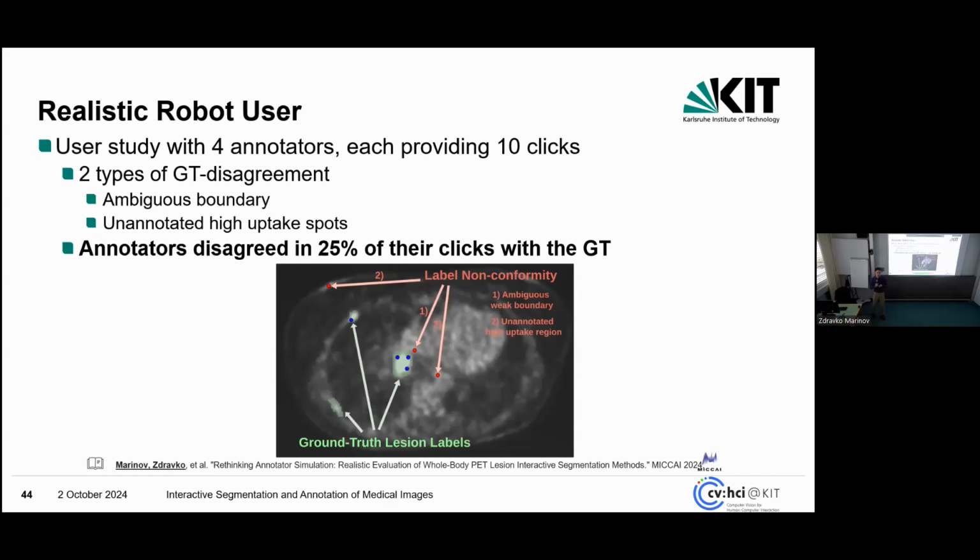And that's really, really specific on the type of software you use to annotate. For example, if you use 3D Slicer, you might change the window level in a way that it looks ambiguous where actually the lesion ends. And we saw a lot of these errors, but we also saw a lot of disagreement of what is actually a lesion. So you have these clicks that are really far away from the lesions that are annotated in autopets. And this really surprised us because this label non-conformity came in 25% of the clicks in the ground truth. So this is a very, very large disagreement with the ground truth. And simulating everything perfectly did not work so well.